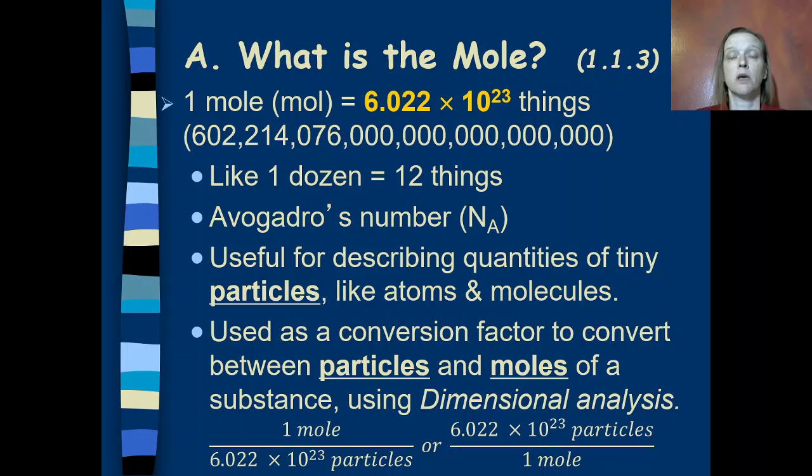We're going to convert between particles and moles using dimensional analysis, and here is an example of the two conversion factors we'll use to do this. 1 mole is the same as 6.022 times 10 to the 23rd particles, or 6.022 times 10 to the 23rd particles is the same as 1 mole. Which version of the conversion factor you use depends on the problem. It depends on whether you're trying to get rid of particles and go to moles, or whether you're trying to get rid of moles and go to particles.